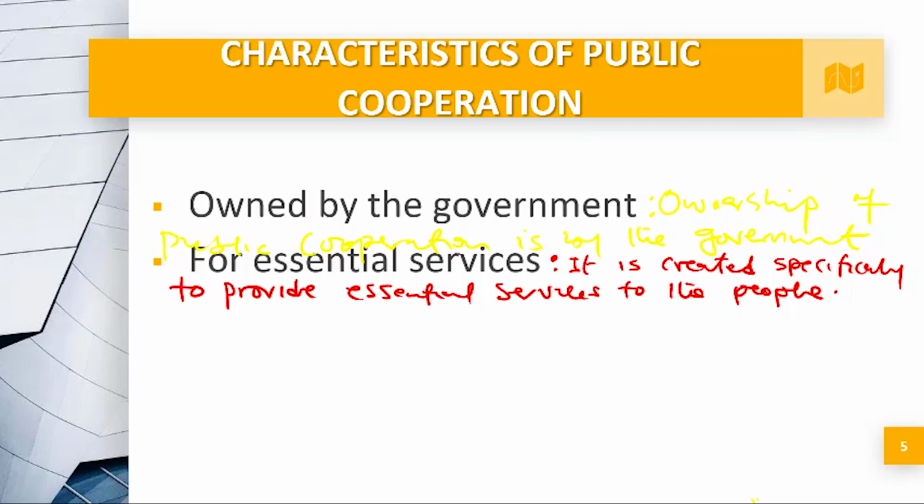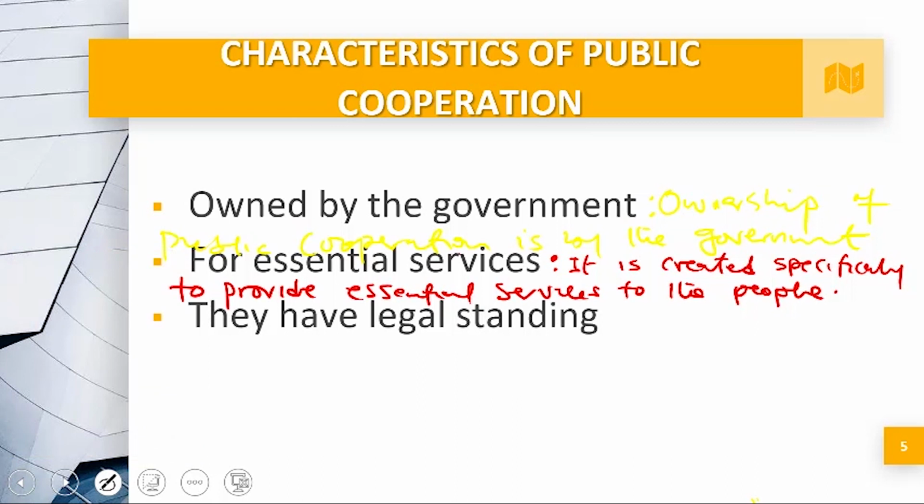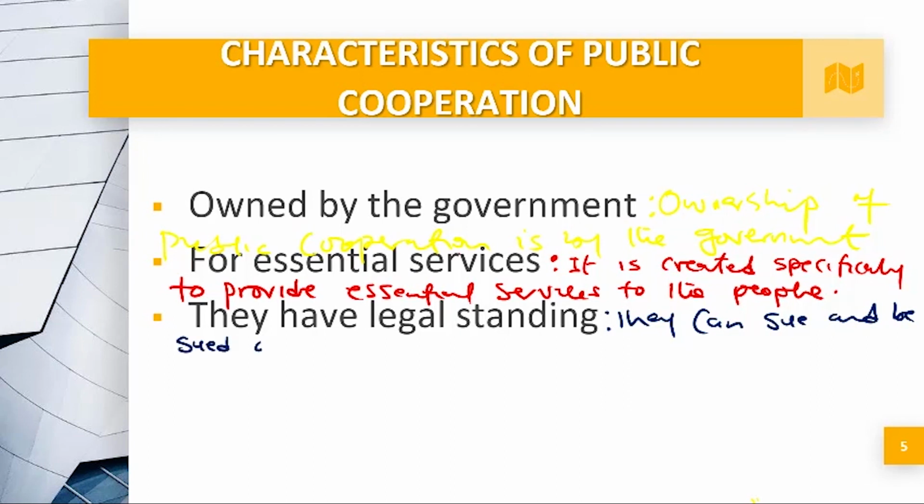And number 3, talking about the characteristics, we said they are legal, or they have legal standing, or they have legal backup. It means every public corporation is registered by law. They can sue and be sued on their corporate name. So it means they can sue and be sued with their corporate names.